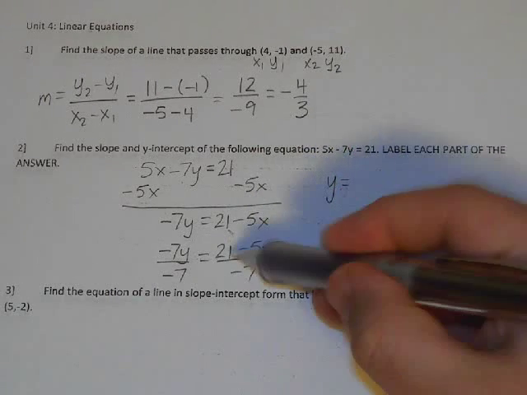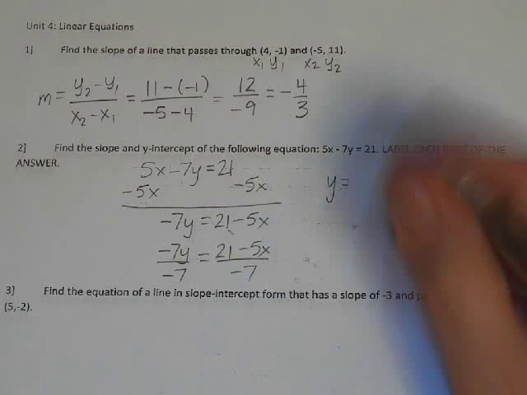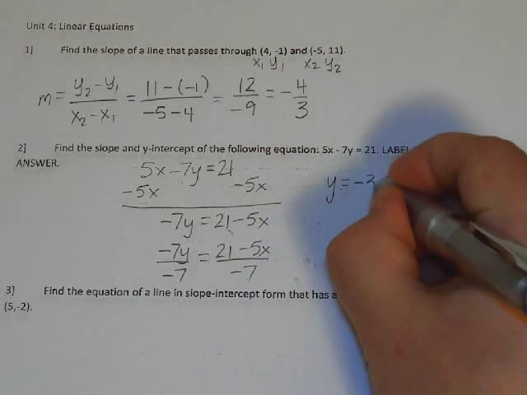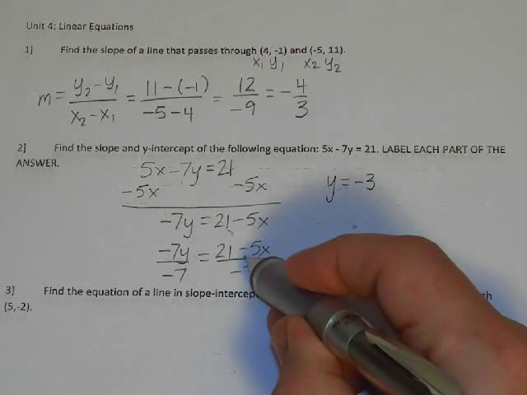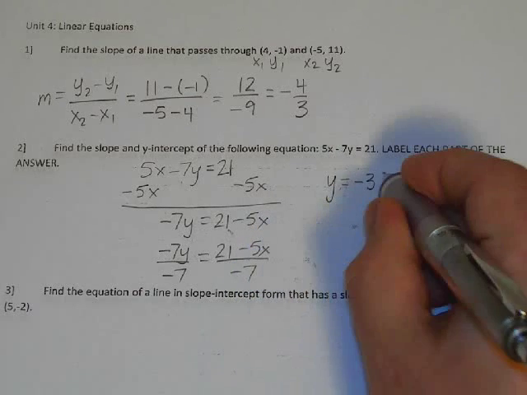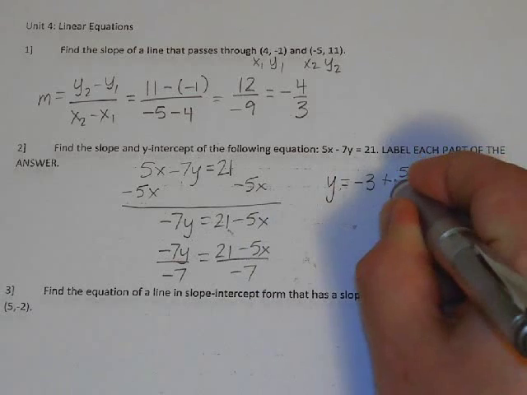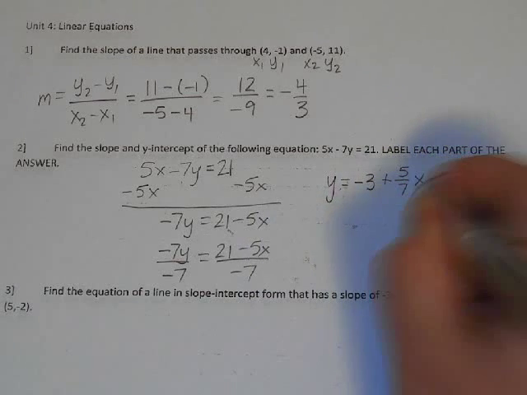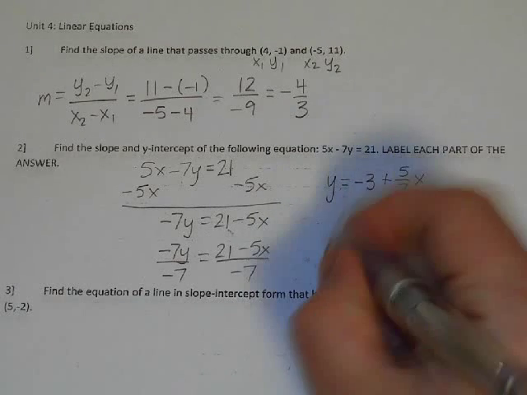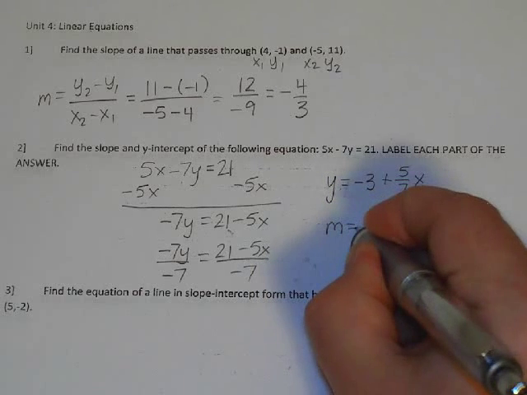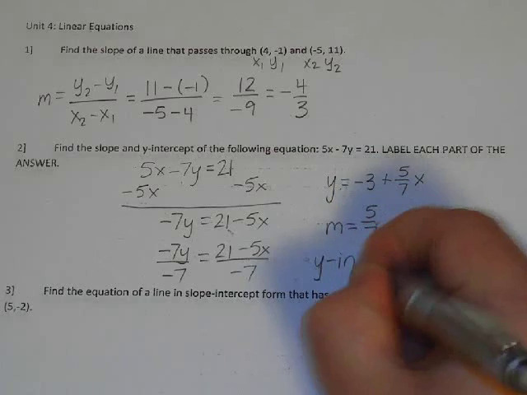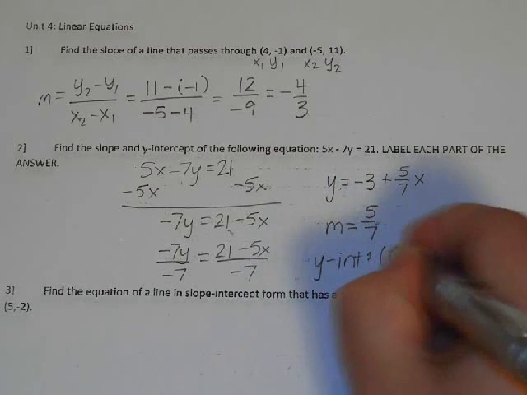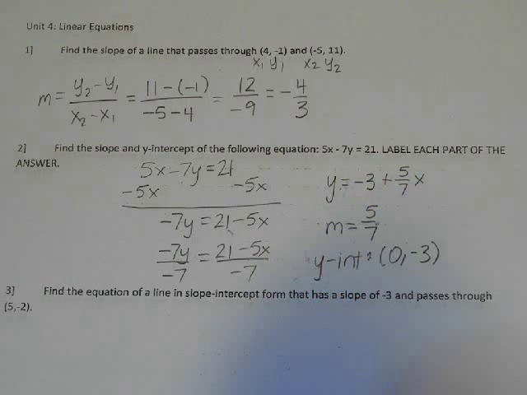So we get y equals 21 divided by negative 7 is negative 3. We see these are both negative, so that's going to give you a positive slope. We can't reduce 5 over 7, so we'll write plus 5/7x. So the slope is equal to 5/7, and the y-intercept occurs at 0, negative 3.